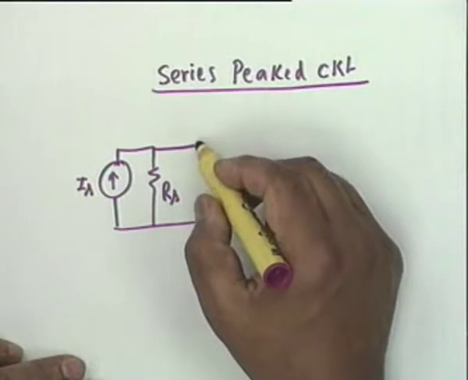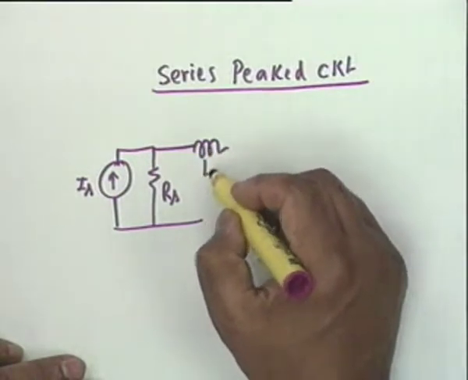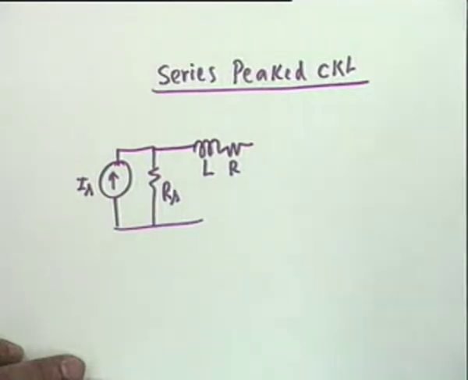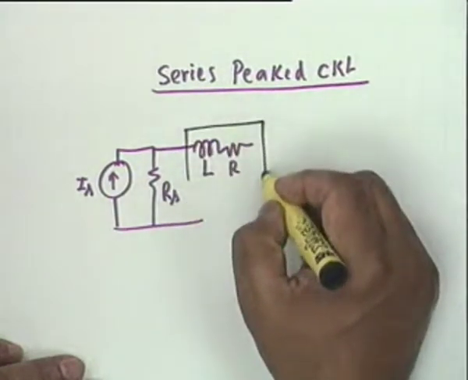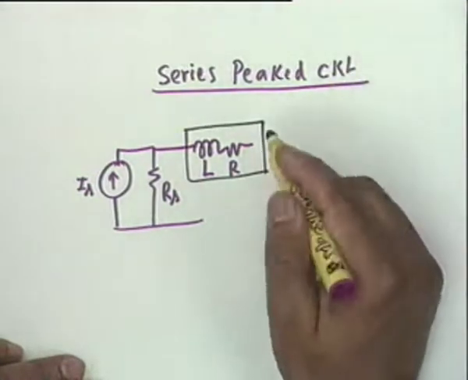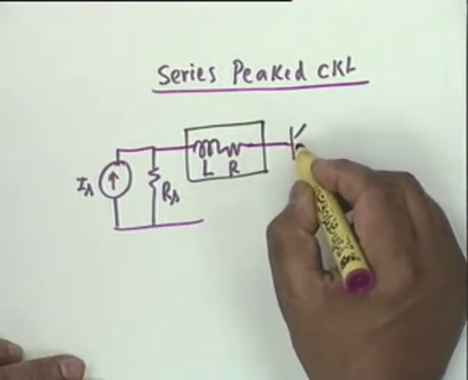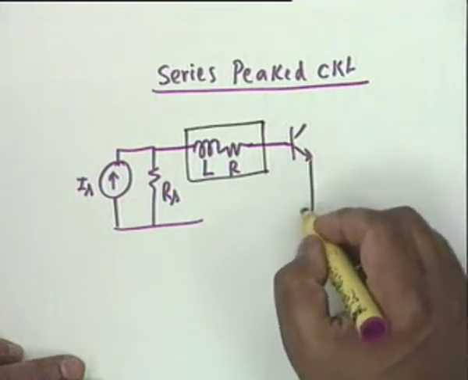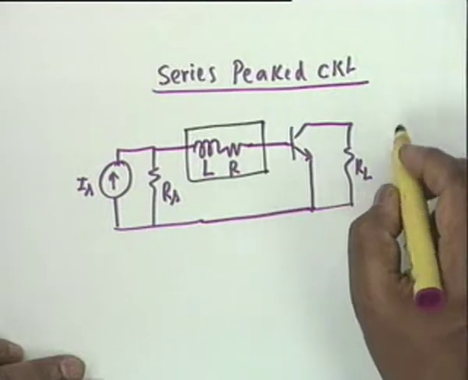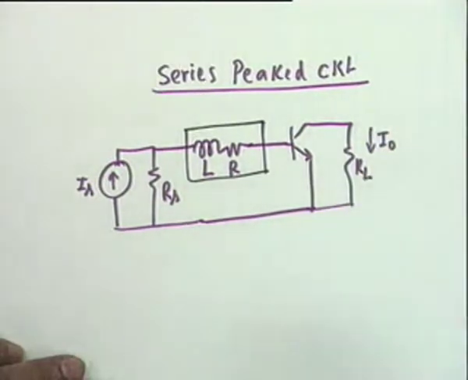So, and then you have the inductance L and its resistance R. This is the coil. This is the coil, and this goes to the base, and then you have an RL. The current is I0.